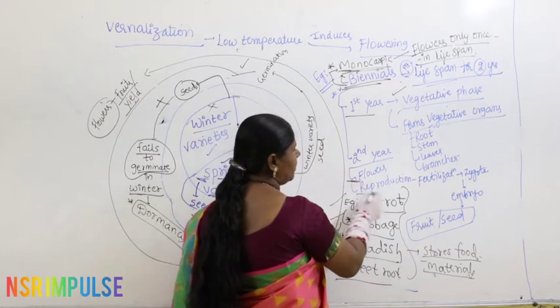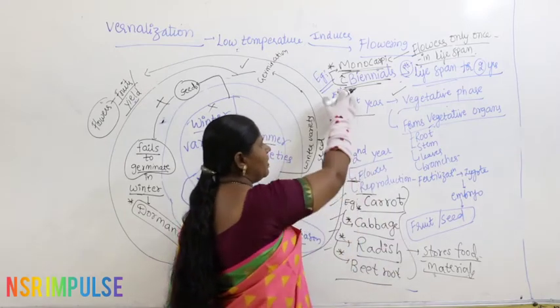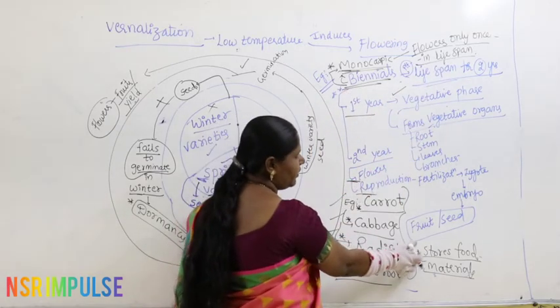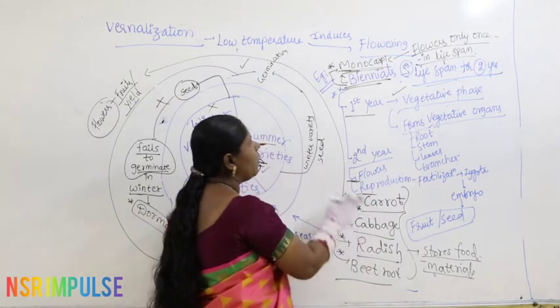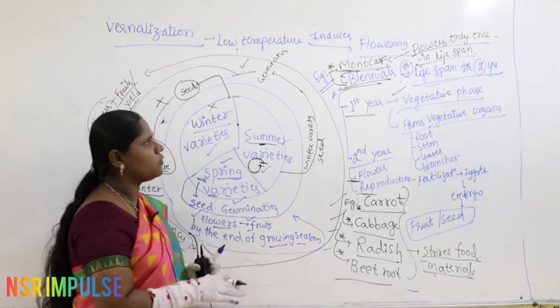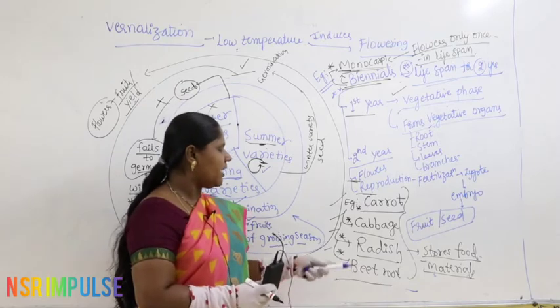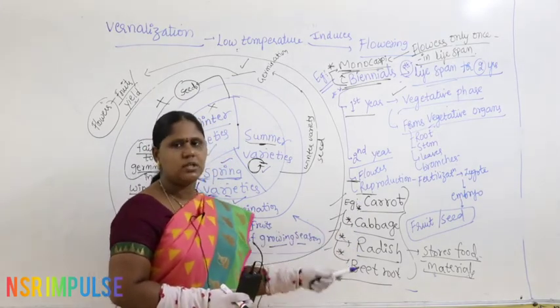The second year is called the reproductive phase, and they store food by the end of the second year. Biennials have a 2-year lifespan. So, what are they? Carrot, cabbage, radish, beetroot all come under biennials. They all get exposed to low temperature, so they give more yield in less span of time. They are also good examples of vernalization, right.